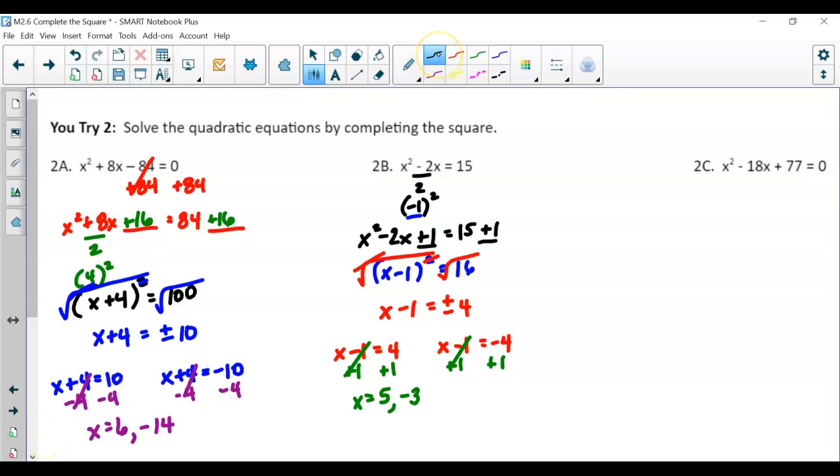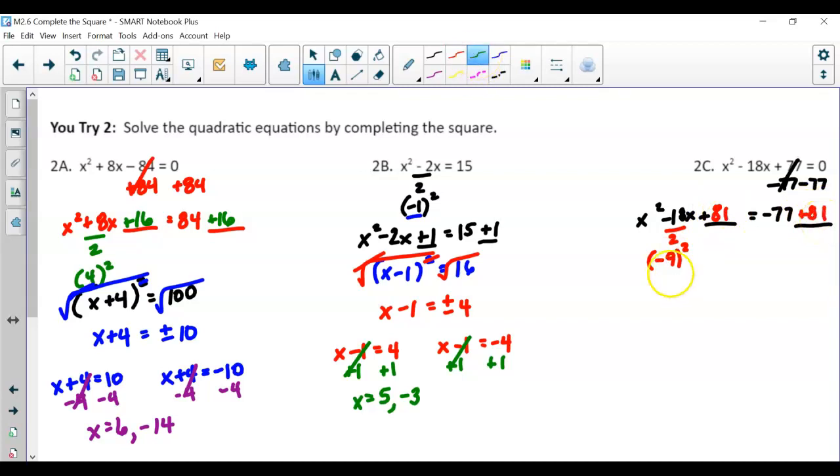And then for the last U-try, you needed to move that 77 over, right? So subtract 77 from both sides. So you have x squared minus 18x, then having your blank here is equal to negative 77. And again, that blank here for the value that completes the square. So you should have gotten negative 9 because that's half of negative 18. Squared though will still give you positive 81. So 81 is what we add here to both sides.